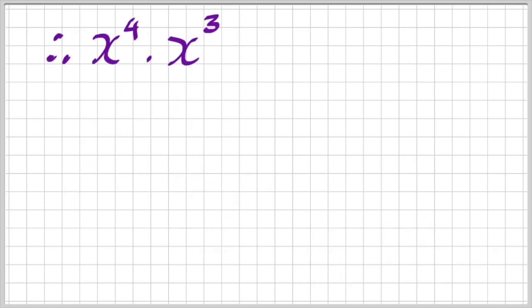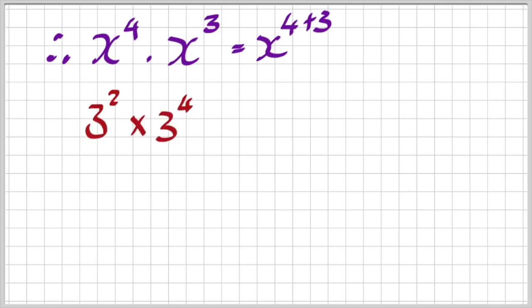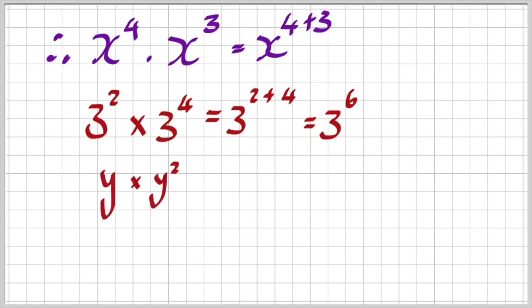Interesting. Let's try x to the 4 times x to the 3. What does your spidey sense tell you? x to the 4 plus 3. x to the 7. This is interesting. What about 3 to the 2 times 3 to the 4? Quickly tell me, Grade 8, what does it give you? It's going to give you 3 to the 2 plus 4, which is 3 to the 6. You've got it. You've got the shortcut. Man, this is fantastic.